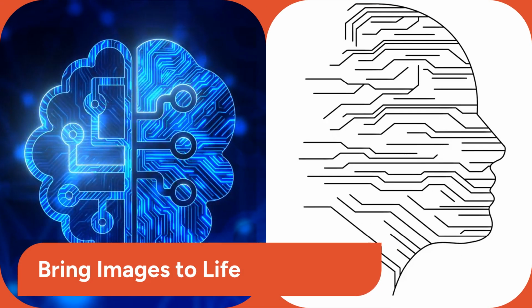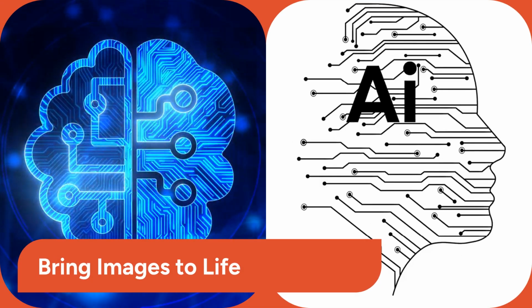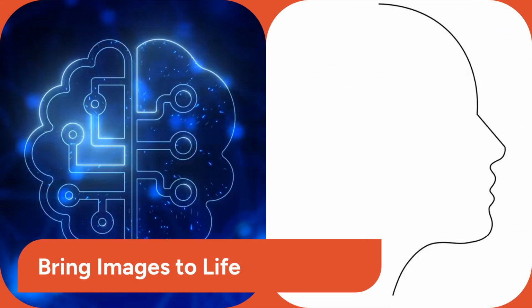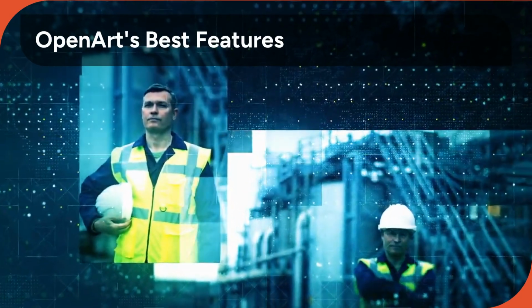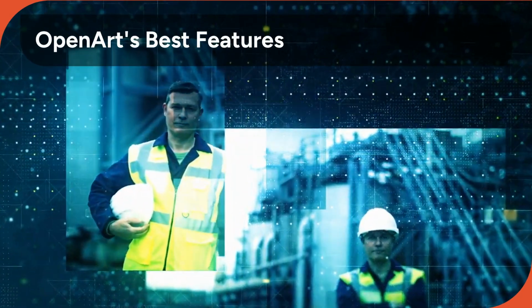Next up is how we can bring static artwork to life using the image-to-video tool. Using this feature, I uploaded an existing AI image, ready to add dynamic cinematic motion. I added a motion prompt, slow cinematic zoom with wind movement, and this tool flawlessly added motion and cinematic movement to my static image. Beyond basic generation, OpenArt shines with a host of advanced features.